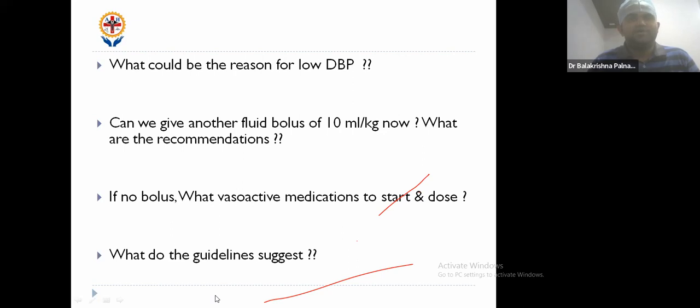Noradrenaline is the best drug of choice whenever you are initially suspecting shock after your initial fluid resuscitation. It has decreased hospital stay. It has better outcome. It has better effects on mortality and morbidity also compared to dopamine. So what do the guidelines suggest?